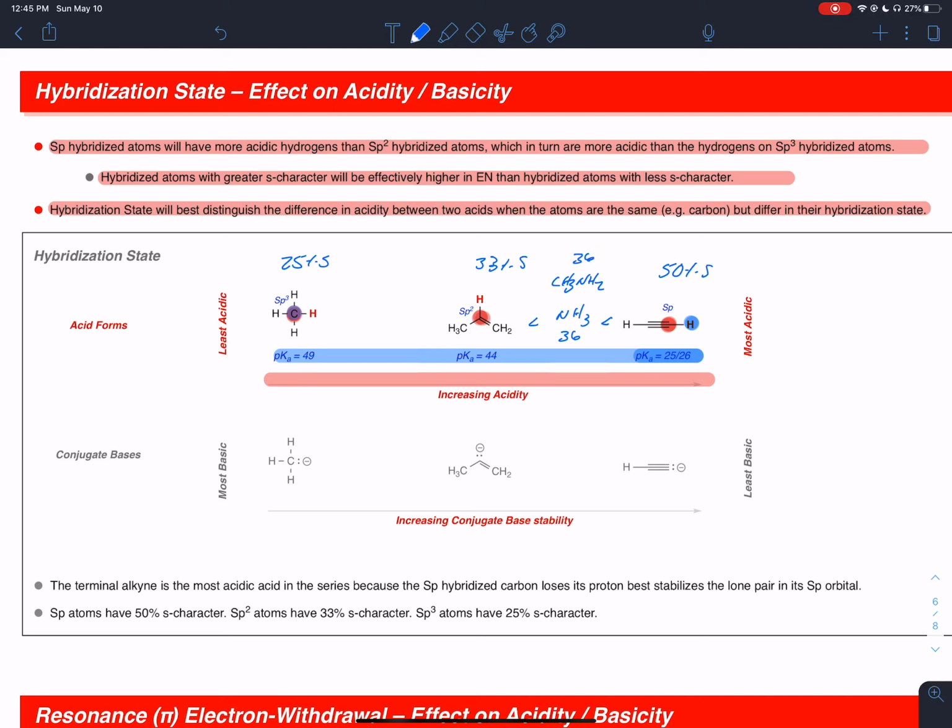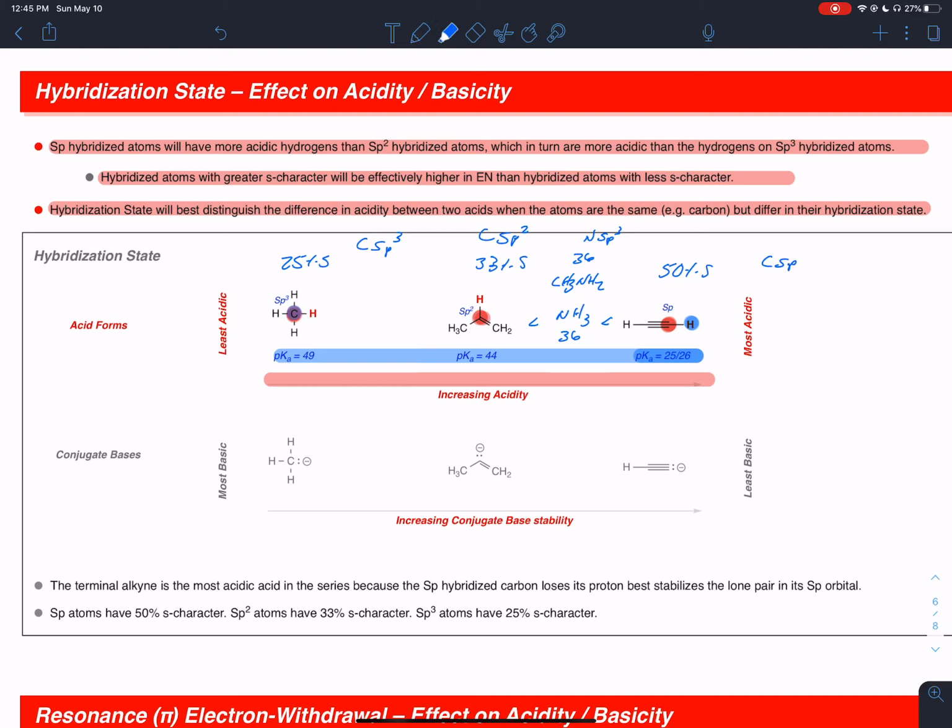So what that means is that a carbon that is sp hybridized is effectively more electronegative than a nitrogen which is sp3. But that nitrogen which is sp3 hybridized is more electronegative than a carbon that is sp2, and the carbon that is sp2 is more electronegative than a carbon that is sp3. This understanding right there can benefit you later on in the course.